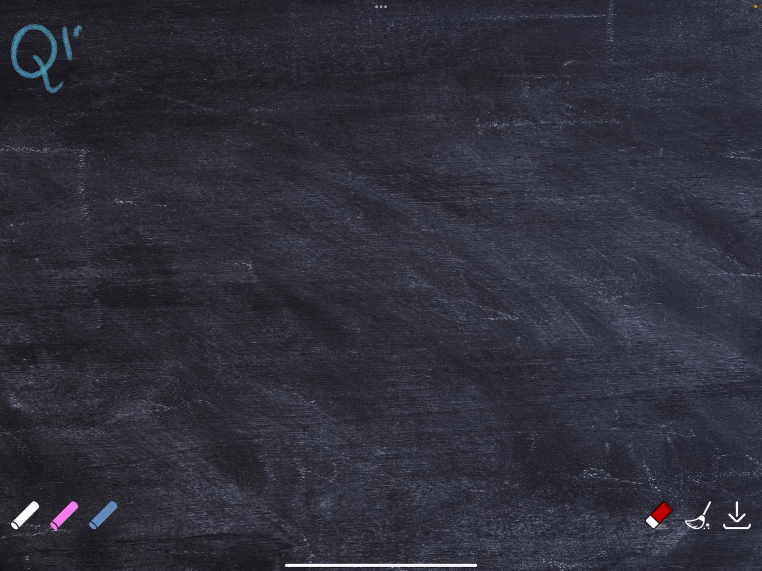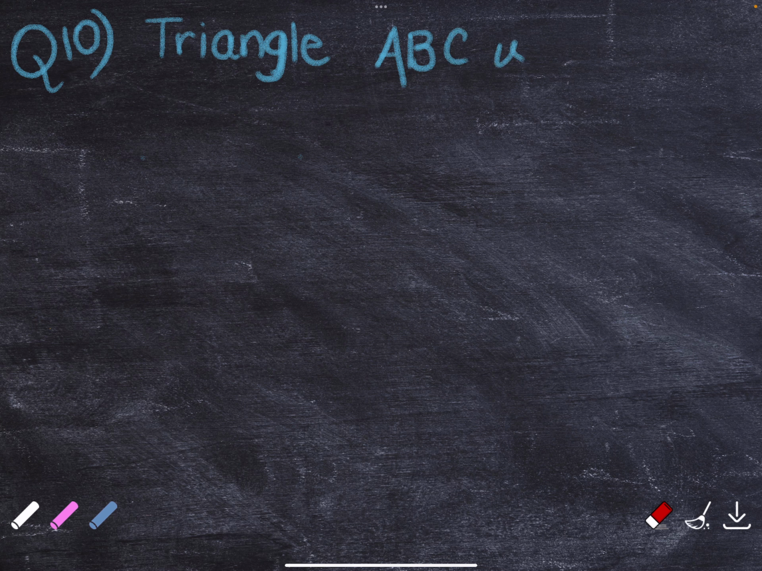All right, last question. We are going to take a look at a triangle given to us. Again, this is a long word problem, so let's just on this slide copy the question. Triangle ABC is inscribed in a circle.